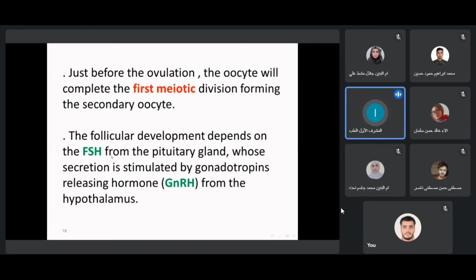This whole process is under hormonal influence, as we said, from the follicle stimulating hormone released from the anterior pituitary gland, and it's controlled by the gonadotrophin releasing hormone, GnRH, which is released from the hypothalamus.